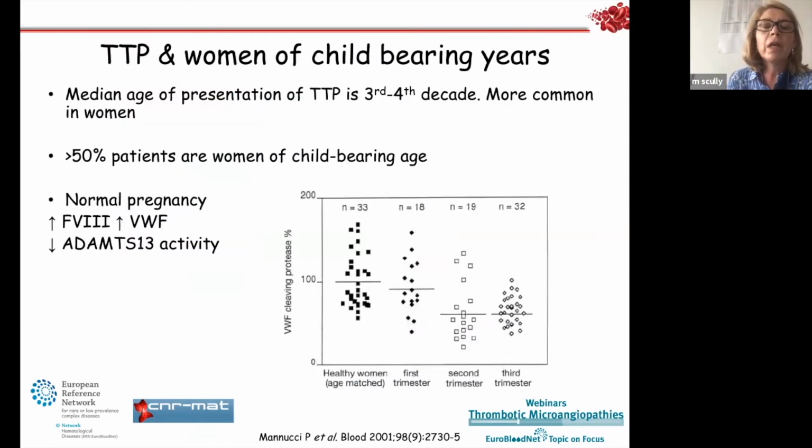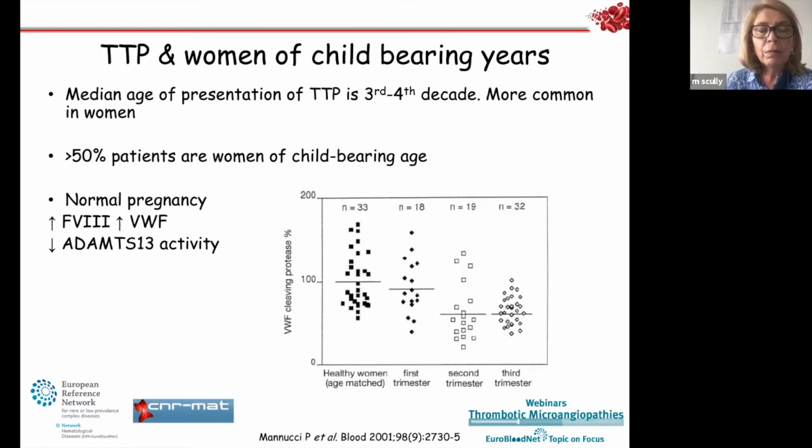So what about the normal state? We must consider that TTP presents in the 3rd, 4th decade of life, but given that it's more common in women, at least 50% of patients with TTP are of childbearing age. Furthermore, in normal pregnancy, which I'm sure you all know, factor VIII and von Willebrand factor increase. They increase to be highest within the 3rd trimester and remain high, only starting to decrease thereafter in the postpartum period. And there is a reciprocal decrease in ADAMTS13 activity.